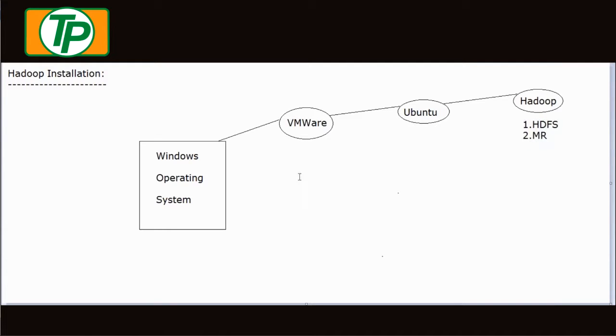So on top of the Windows operating system, we install VMware software, so that within a single system we can get multiple OS features. On top of VMware, we install one flavor of Linux operating system, that is Ubuntu. On top of Ubuntu, we configure Hadoop software. Once Hadoop is installed successfully in Ubuntu, we get two internal concepts of Hadoop, that is HDFS and MR.